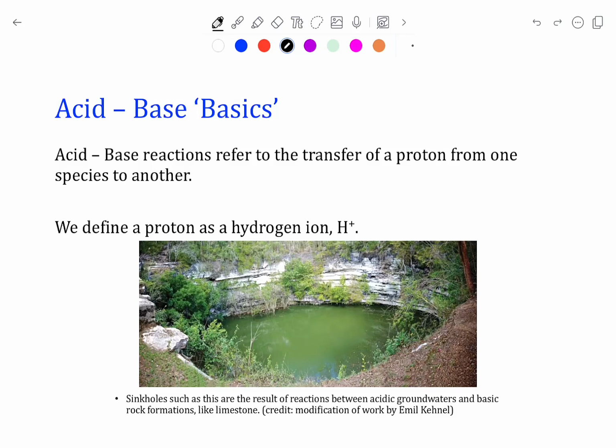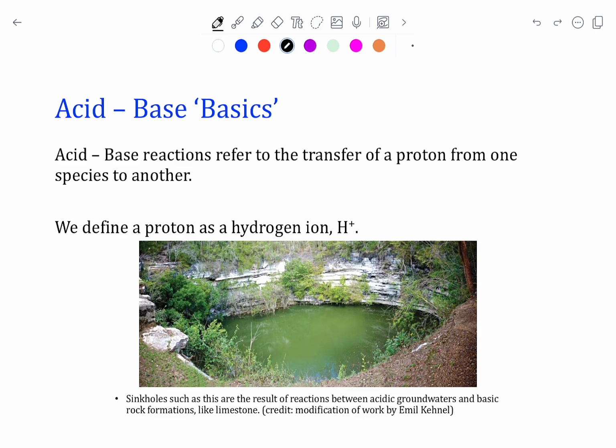Hi everyone, Dr. Burns here with our first lesson in our acid-base equilibria chapter. In this lesson we're going to be talking about some of the basics of acids and bases, talking about how water plays into acids and bases and how to identify an acid and base.